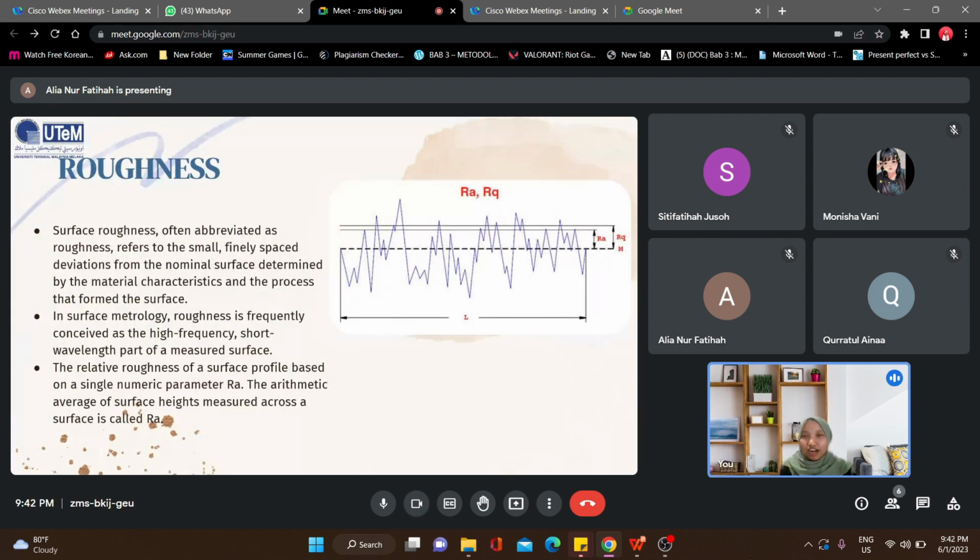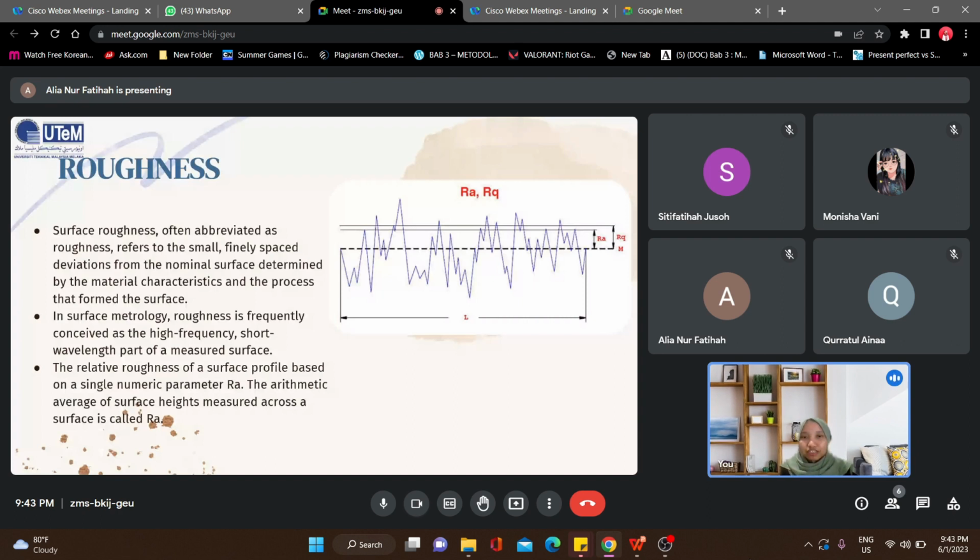Next is roughness. Surface roughness, often abbreviated as roughness, refers to the small, finely spaced deviations from the dominant surface determined by the material characteristics and the process that forms the surface. Surface metrology roughness is frequently conceived as the high frequency, short wavelength part of a major surface. The relative roughness of the surface profile is based on a single numeric parameter. The arithmetic average of surface height measured across a surface is called RA.